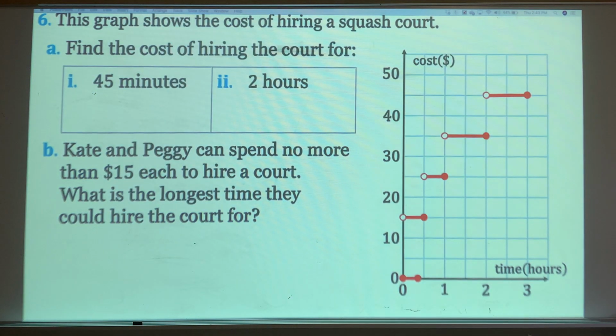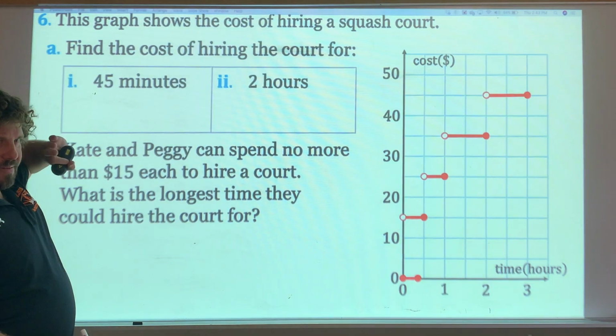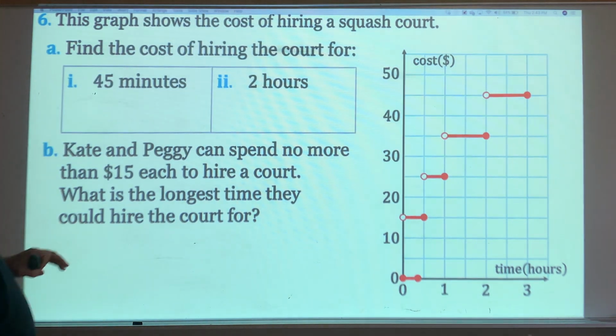All right, problem 6. This graph shows the cost of hiring a squash court. Squash court's a game, it's a weird game. I don't even know how to explain. I was going to make something up, but I don't want to insult your intelligence. Find the cost of hiring the court for 45 minutes or 2 hours.